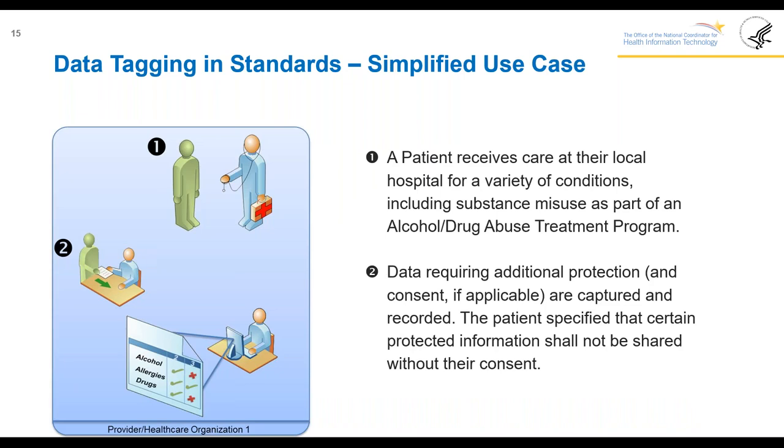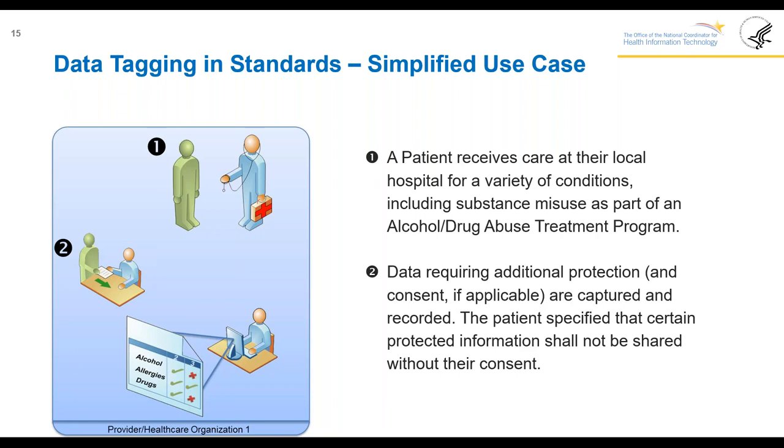to set the stage for our following presenters. So in this case, the big blue rectangle is a healthcare organization. The patient who's there depicted in green receives care for a variety of conditions, including substance misuse as part of an alcohol drug abuse treatment program. So during this interaction, the patient and the provider are talking, and any data that requires additional protection and consent, if applicable, are captured and recorded. And in this example, you can see the little chart down there at the bottom. It says alcohol, allergy, and drugs.